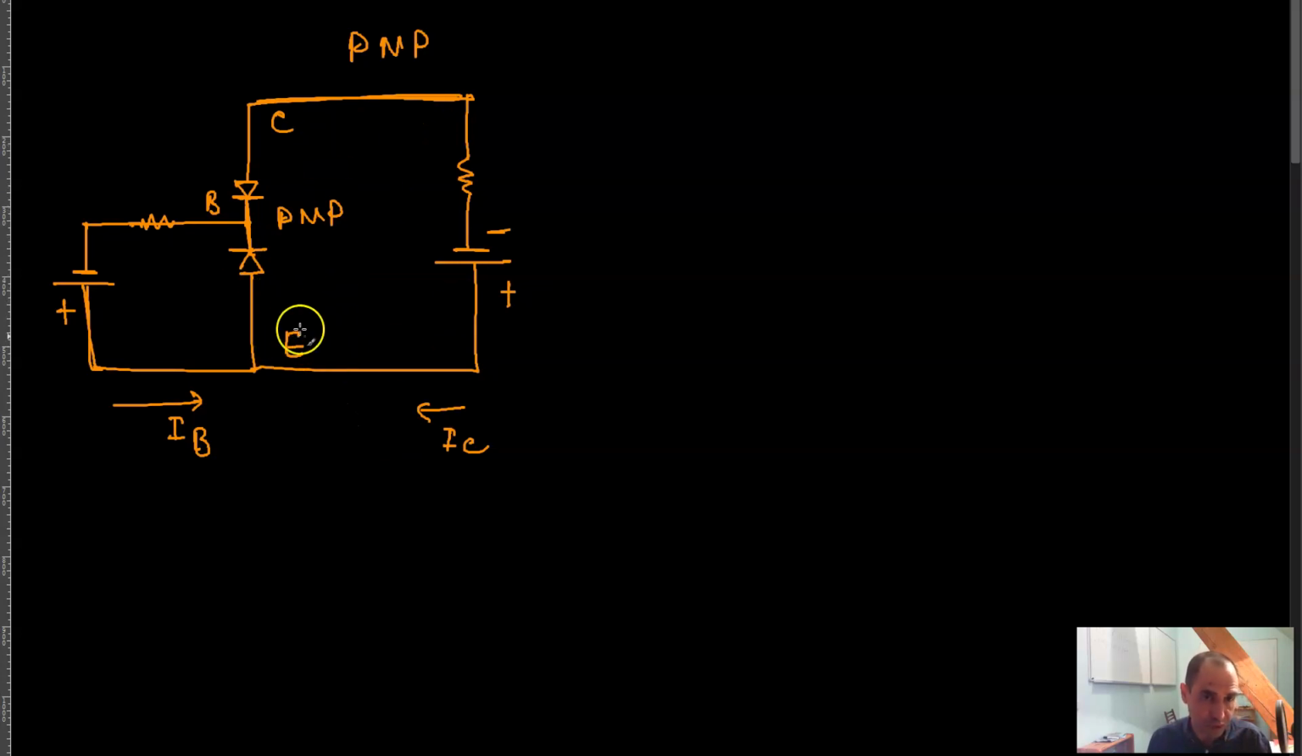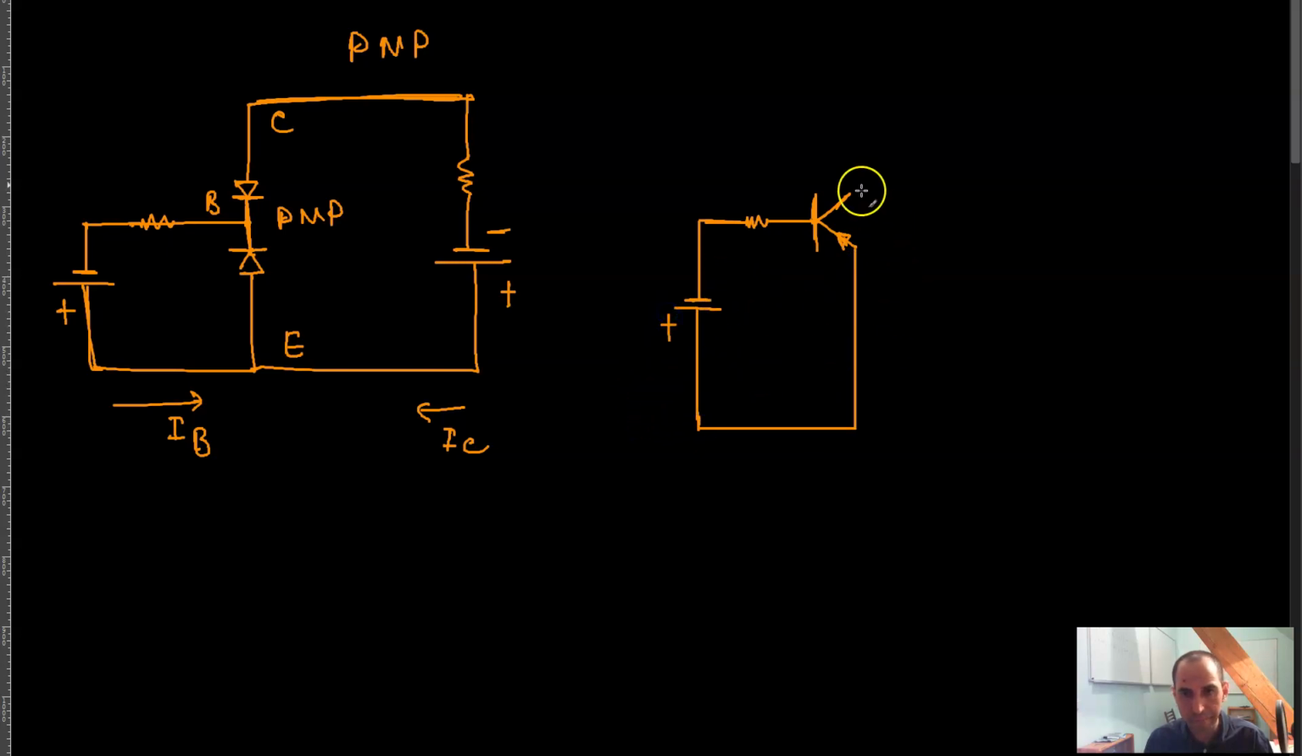So that's basically a PNP transistor. Essentially you are moving the whole thing around, and you can draw it this way as well, meaning that this would be a PNP transistor. The arrow is basically inwards, and then your base is connected to a resistor, and then to a power supply like this, and then your emitter is connected to the same positive here.